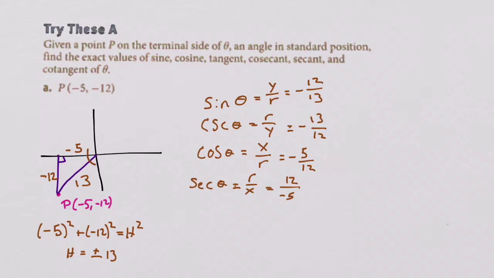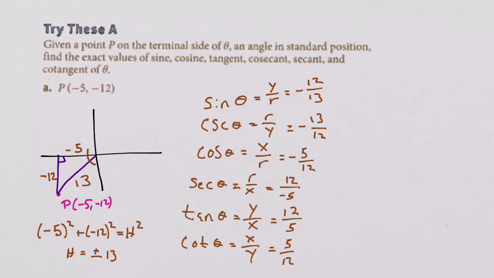The last two to do are tangent of theta, which is simply y over x. My y value here is -12, my x value is -5, and because they're both negative, it's just simply going to be 12 over 5. My cotangent, which is just the reciprocal of tangent, therefore will be x over y, which is 5 divided by 12. From there, we have all 6 answers.